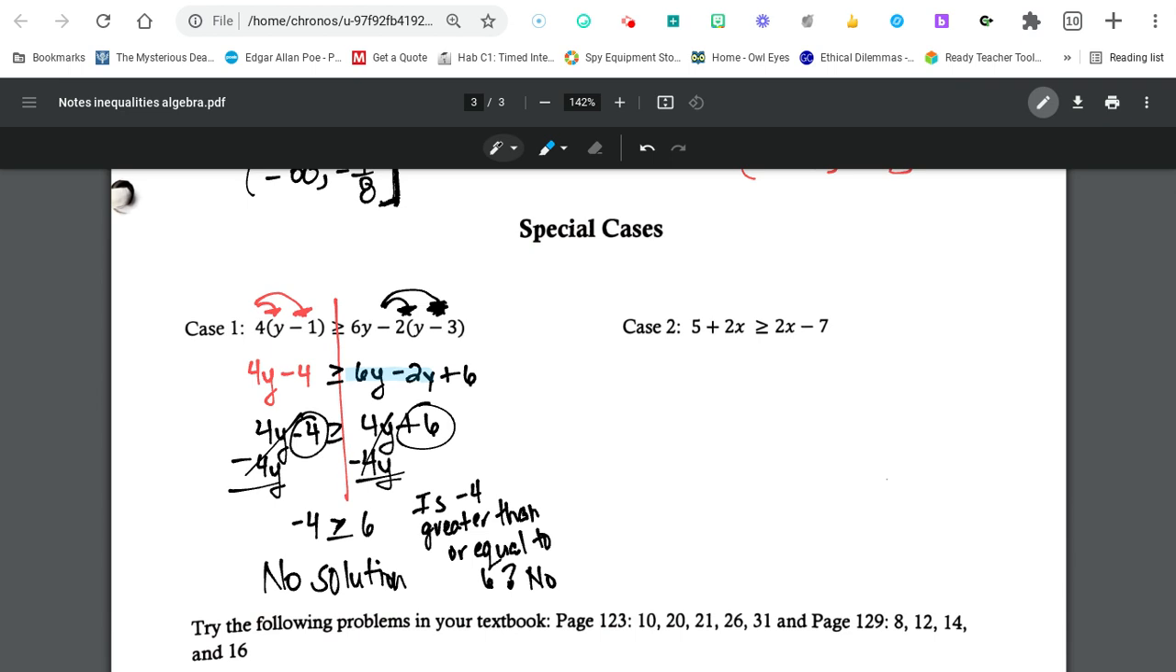You don't even worry about trying to graph these, okay? There is no solution.